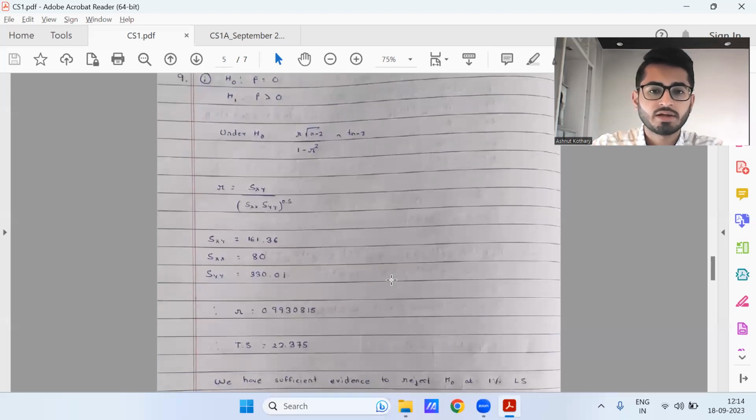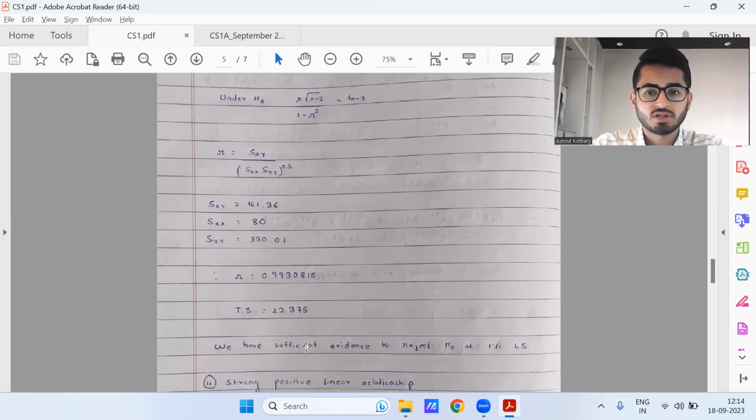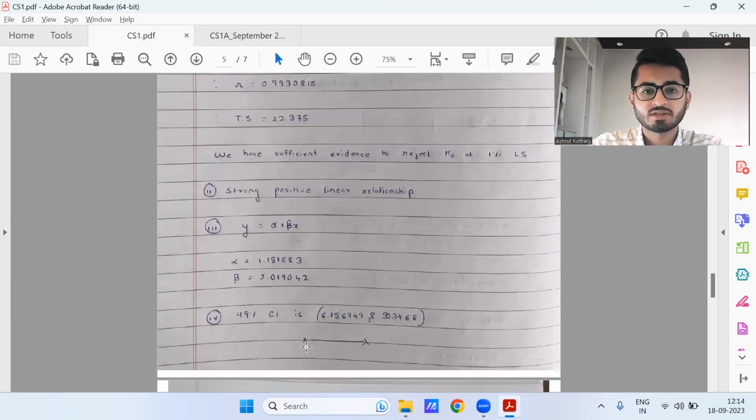Question number 9. Again, this was fairly straightforward. So R is coming out to be 0.9930815. The test statistic is 22.375. We have sufficient evidence to reject H naught at the 1% level of significance. Part 2 was comment based, so we could see a strong positive linear relationship. Part 3, this is the value of alpha and beta.